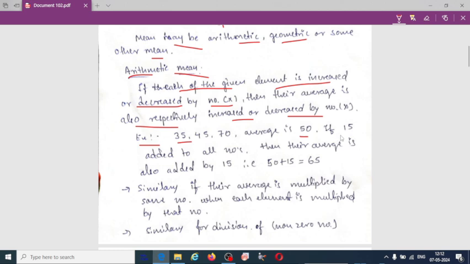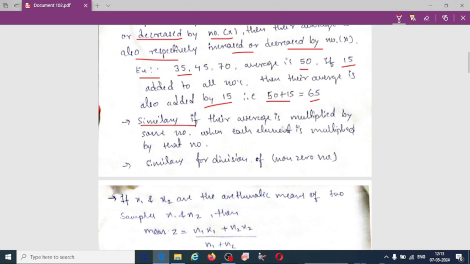If we add another number 15 to all these 3 numbers, 35 plus 15 is 50, 45 plus 15 is 60, 75 plus 15 is 85. If we add these and divide by 3, we will get the new average. Actually, we can directly calculate it by adding 15 to the average. The average of the original 3 numbers is 50. If we add 15 to these 3 numbers and divide by 3, we get the average by adding 50 plus 15, that is 65. So 50 plus 15 is 65, and you can calculate it directly.